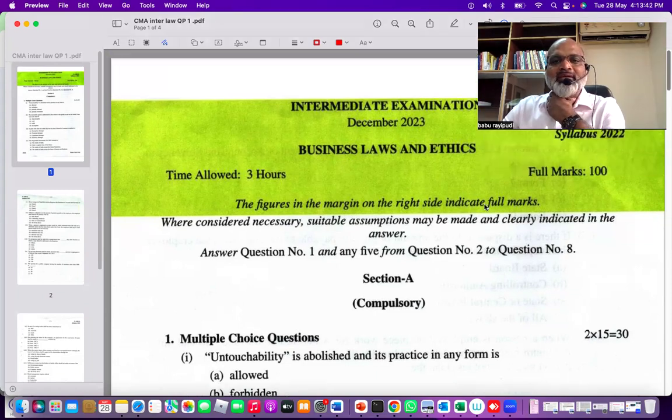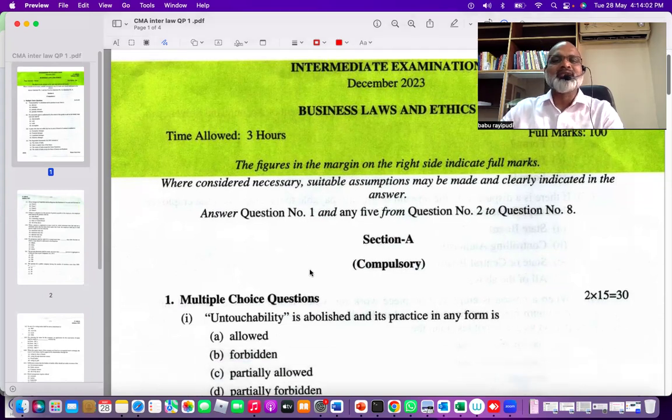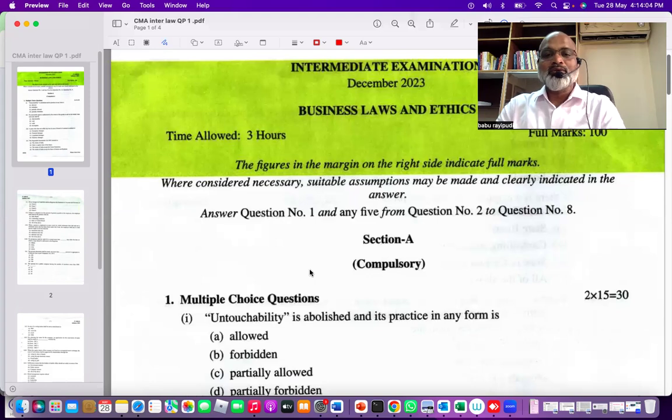So this is the CMA Intermediate examination paper, December 2023, maximum marks 100. The question paper title is Business Laws and Ethics. We look at this: answer question number 1 and 5 from question number 2 to question number 8. So clearly it says question number 1 is compulsory, and also any 5 from question number 2. Question number 1 you have to attempt.